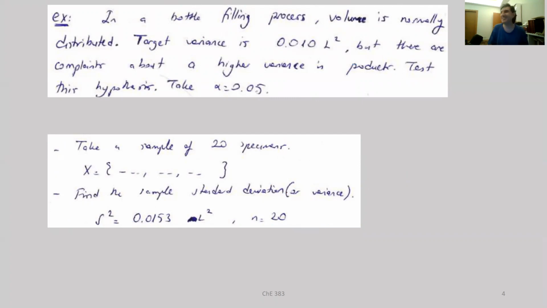In a bottle filling process, again, it's a very typical example I may think of. Volume is normally distributed. That's great. The target variance is 0.010 liters square. But there are complaints about a higher variance in products. Test this hypothesis at 0.05 significance. So the hypothesis test here will be this. Our variance is 0.010 liters square. This is the target value. On the other hand, we have reason to believe that the actual variance may be higher than that one.